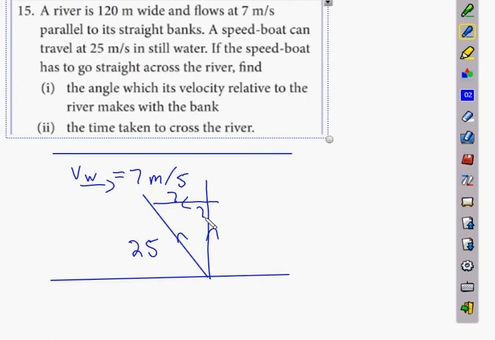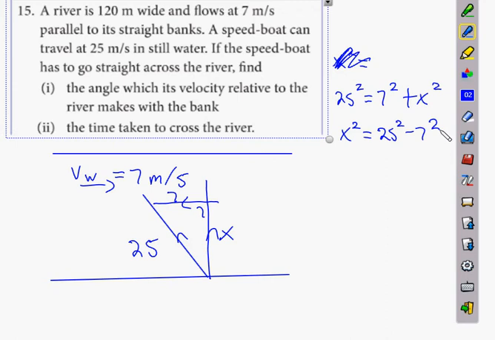So we'll call it x here. So 25 squared equals 7 squared plus x squared. X squared therefore equals 25 squared minus 7 squared. Can somebody get 25 squared minus 7 squared, square root the answer for me, please? What is it? 24. It is 24, is it? Perfect. Alright guys, 24.